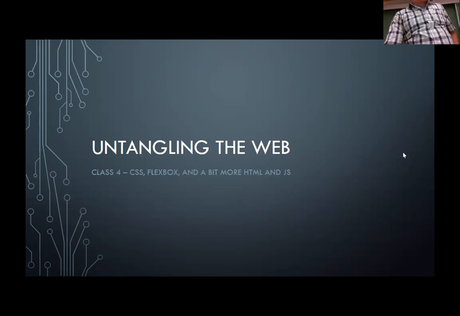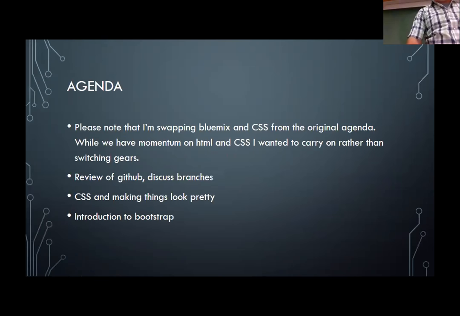So we're going to swap classes around. I'd said in the initial outline that we're going to talk about IBM Bluemix this week, and then next week go into CSS and some UI frameworks. Decided that was the wrong order, that while we're making some progress on HTML and getting things up on the page, we ought to stick with HTML. So we're going to talk about CSS and UI frameworks this week. And then next week, we'll go into Bluemix and start talking about back-end services.